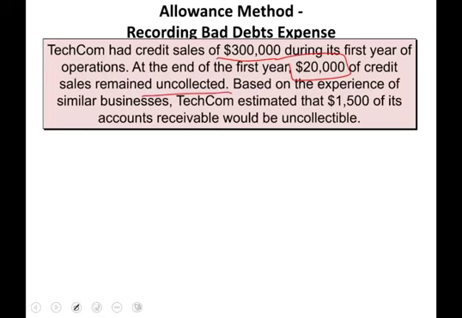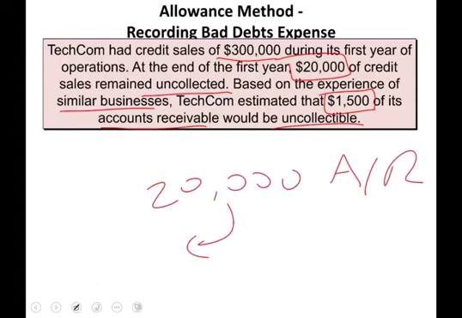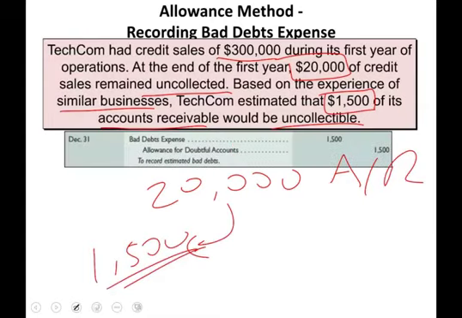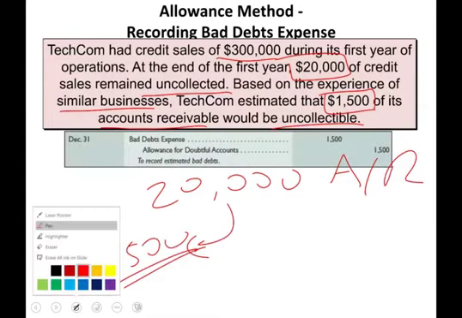If they remain uncollected, they're account receivable. Based on experience of similar businesses, they looked at similar businesses, and they estimated that of that amount, $1,500 of this account receivable will be uncollectible. So they guessed. They said we have $20,000 of account receivable, and of this amount, $1,500 we are never going to collect. So what do we do? We now record a bad debt expense.